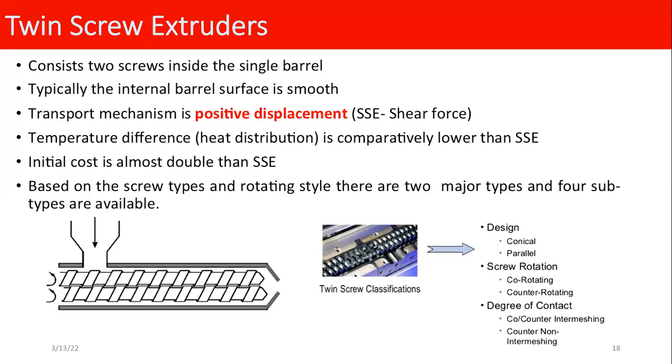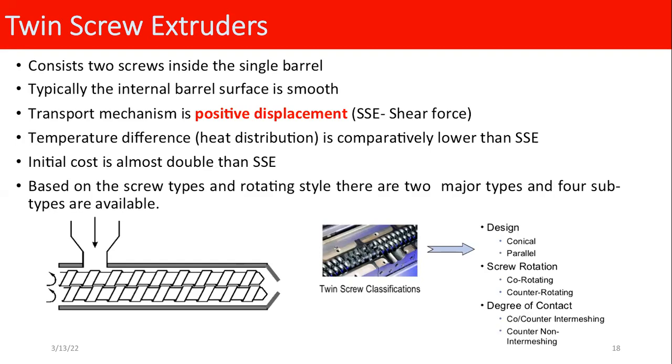When it comes to twin screw extruders, one of the major differences is that there are two screws. But in single screw extruders, you know, there is only one screw inside the barrel. And the transport mechanism here is positive displacement. But in single screw extruders, you can remember, the transport mechanism is shear force.